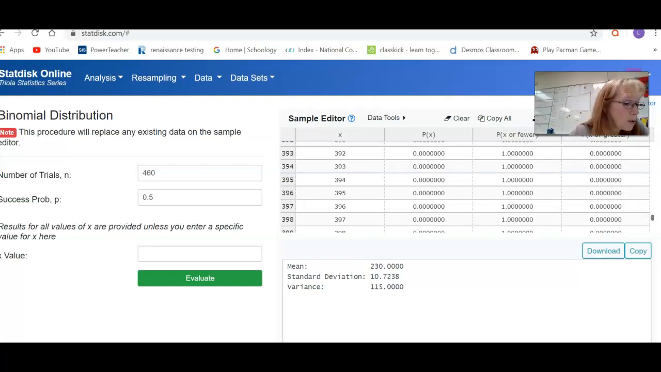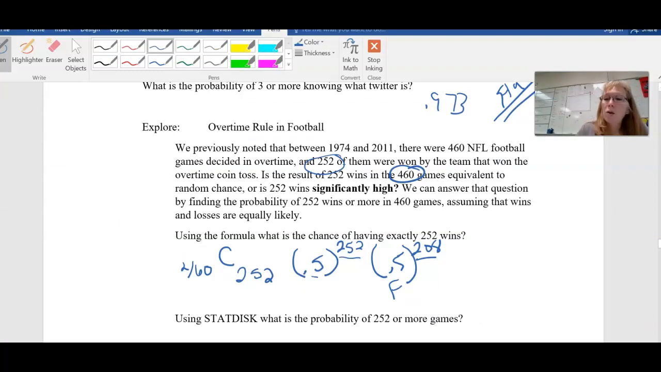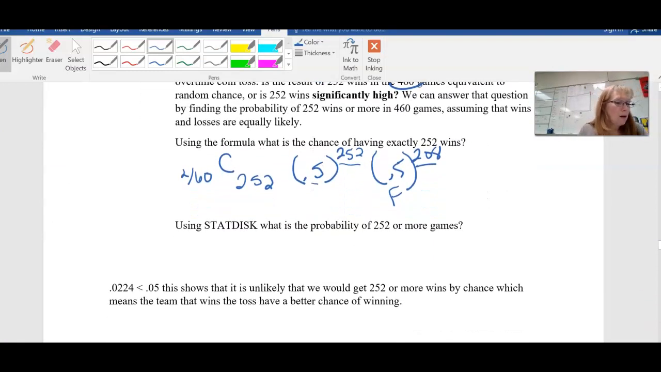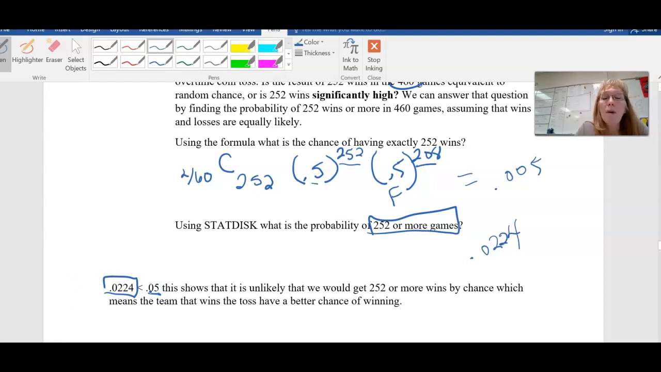Well, hopefully you got to 252. When you type that and look at your StatDisk, at 252 you would have gotten 0.005, so the exact answer was 0.005. For 252 or more games, that is more than, you should have got 0.0224. When we compare, 0.0224 is less than 0.05, which means this is not likely to happen by chance. So if they win the toss, they have a better chance of winning the game.